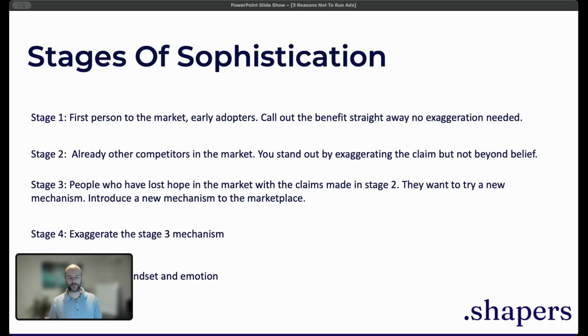Stage 4, we just really need to exaggerate the claim of stage 3. So these are people that have seen it all before, so to speak, and we need to build more trust with them. Then stage 5 is they've been burnt, they're super untrusting of anyone in that market, and to really get them, we need to focus on the mindset and emotion, and sometimes going even against that.